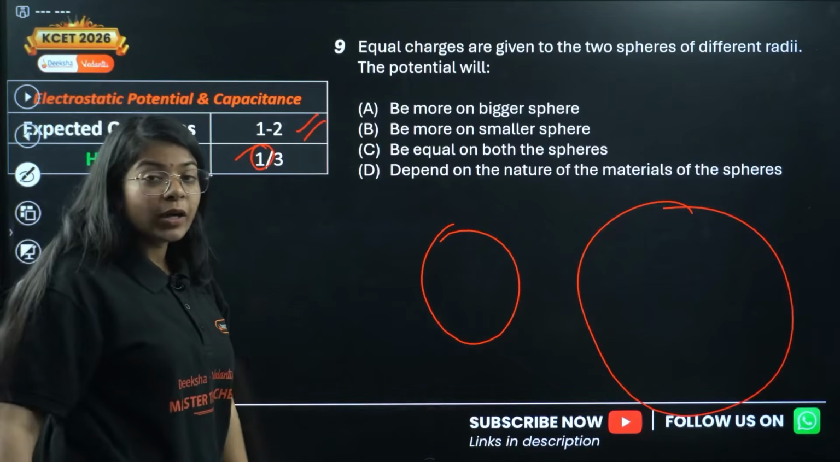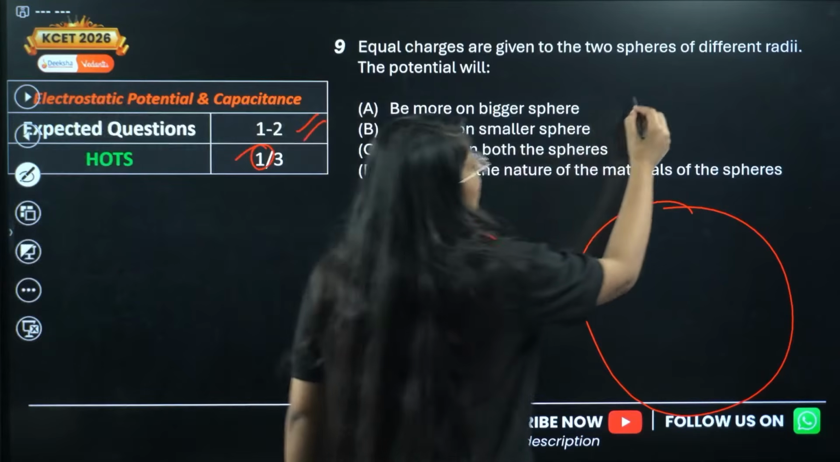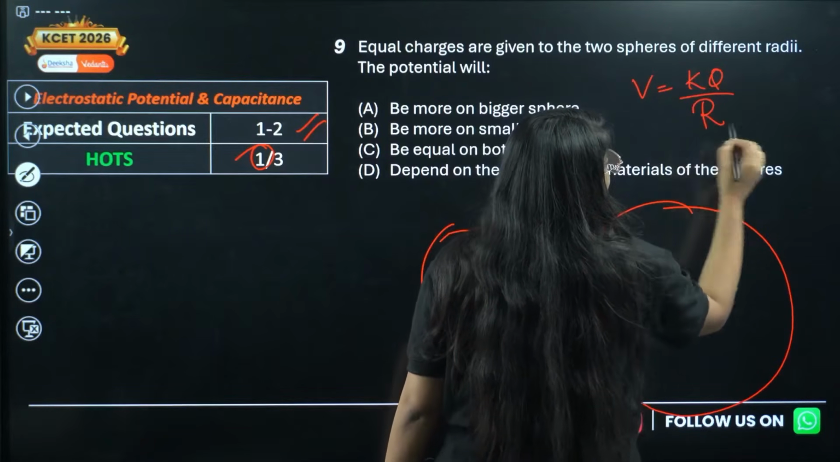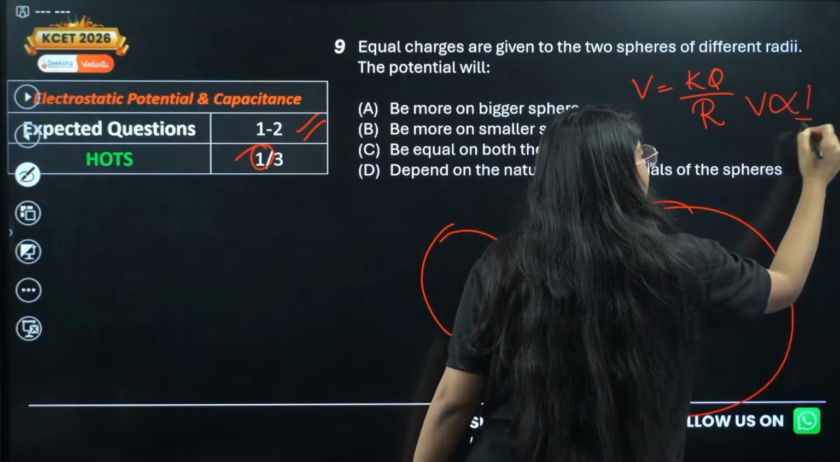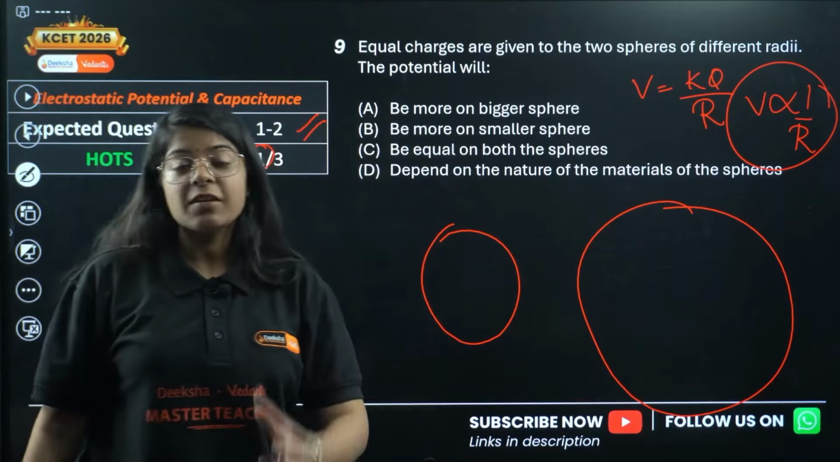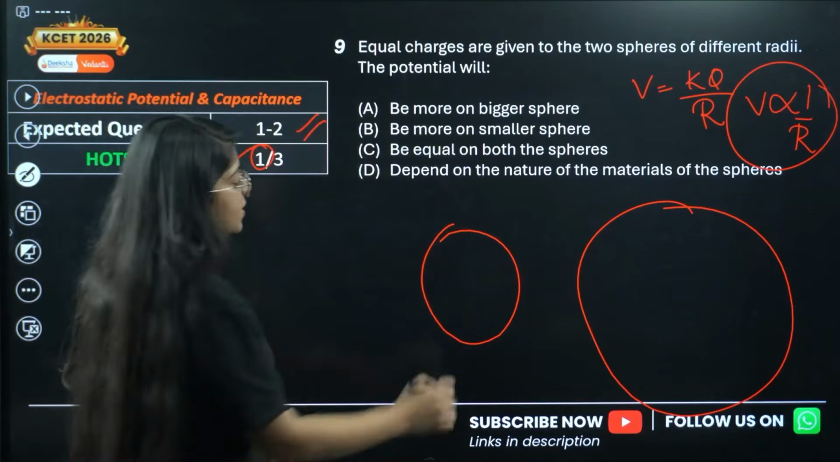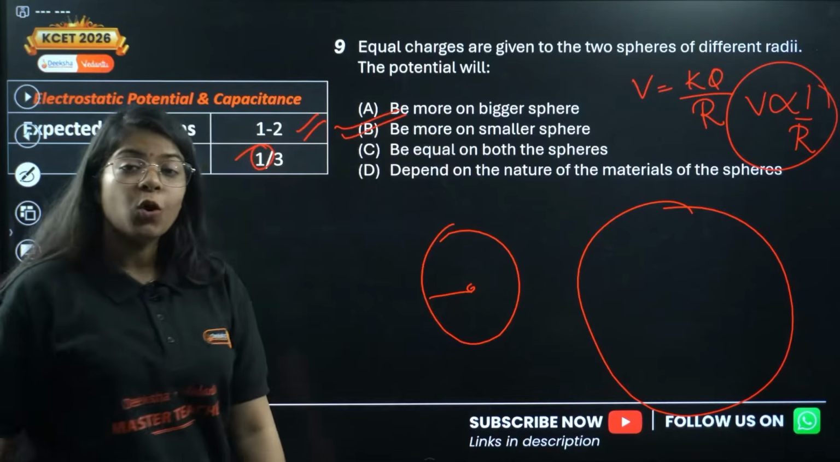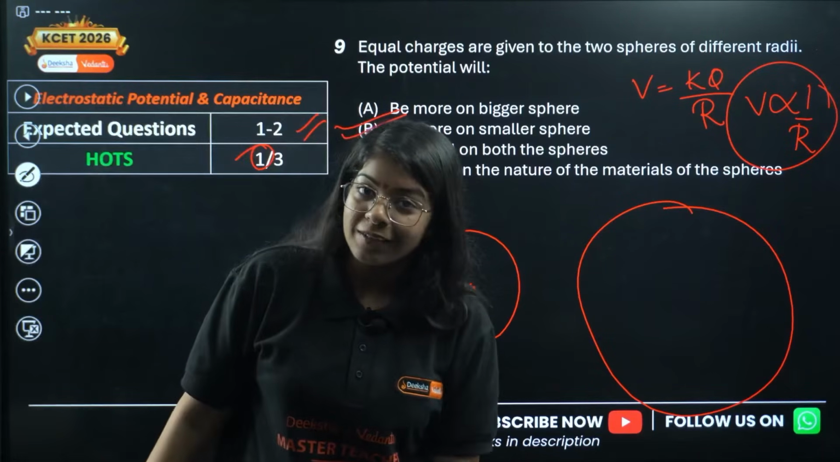So, how will you calculate this? Ma'am, by writing the formula. So, V is just KQ divided by R. So, V is inversely proportional to the radius, correct? Potential is inversely proportional to the radius. So, hence it will be bigger for the smaller one. So, the potential will be more for the smaller sphere, correct?